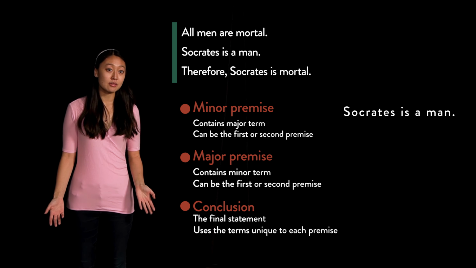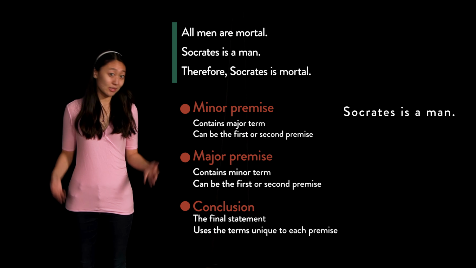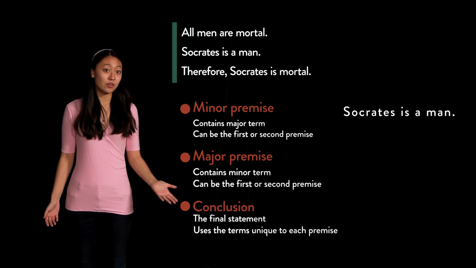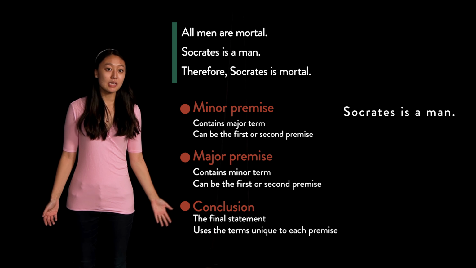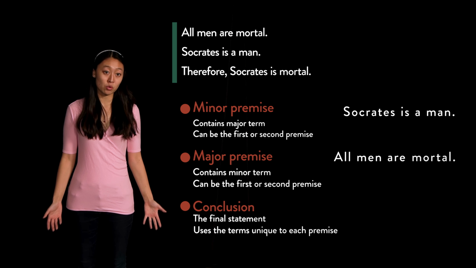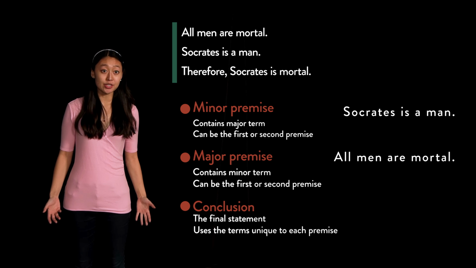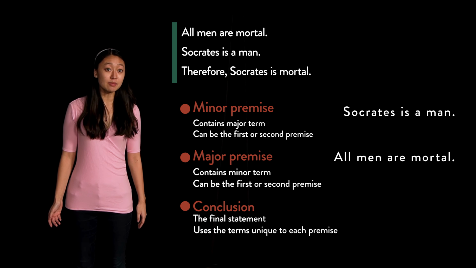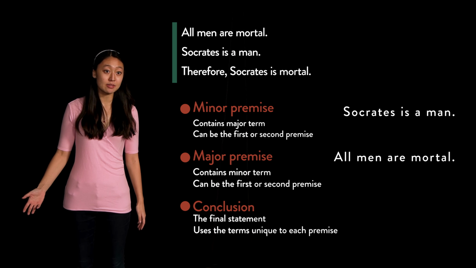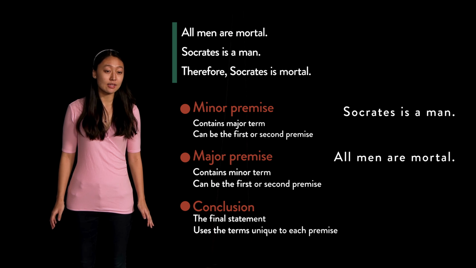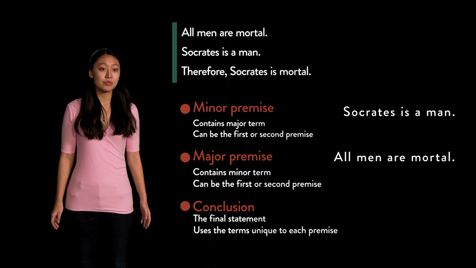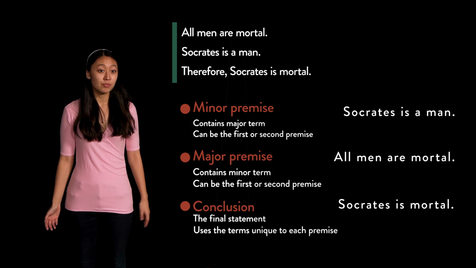Then there is the major premise. The major premise is the premise that contains the major term. It can also be the first or the second premise. In the above example, the major premise is all men are mortal. Then there is the conclusion. This stays the same. The final statement of the syllogism. The conclusion combines the term that is unique to the minor premise to the term that is unique to the major premise. The middle term is never present in the conclusion. In the above example, the conclusion is Socrates is mortal.